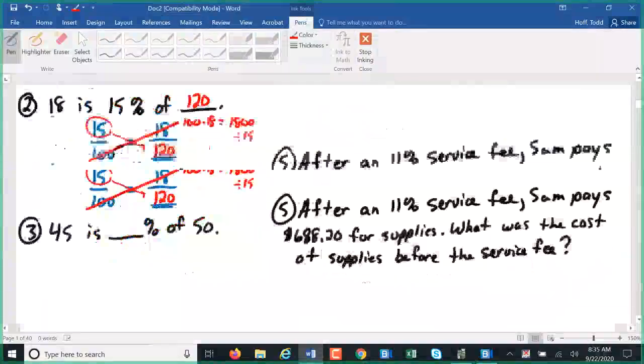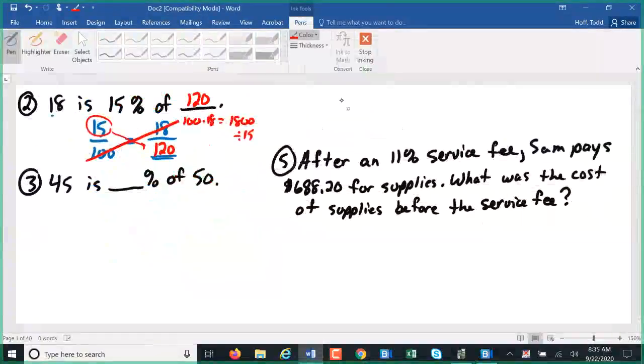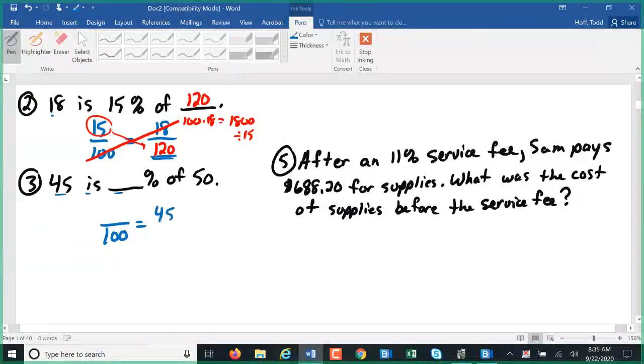Then for number 3 down here, 45 is blank percent of 50. So we're missing the percent. So we'll do blank over 100. 45 is blank percent. That implies the 45 goes with that missing percent. Of 50, again, we read that as out of 50, implies the 50 goes on bottom.